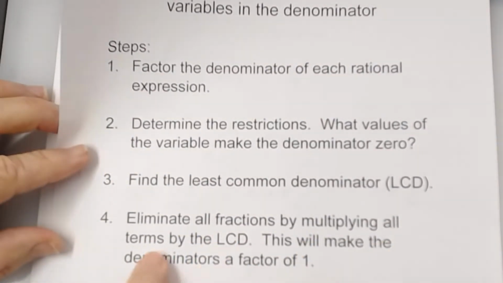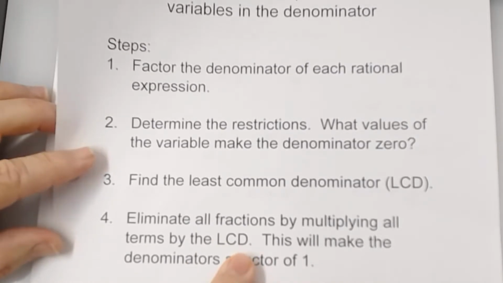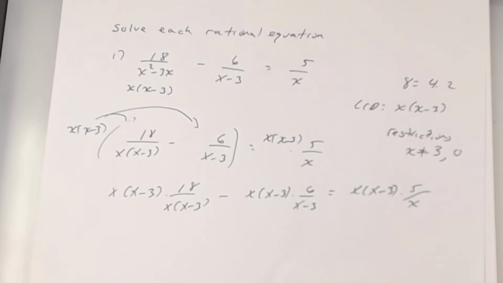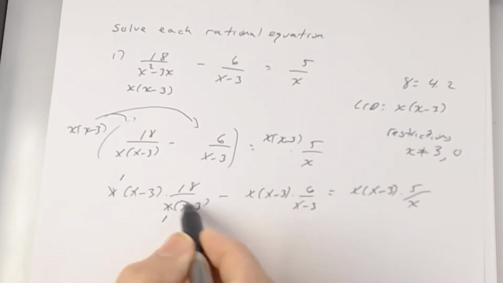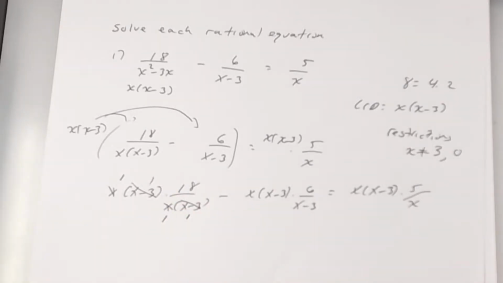So step 4 says you're going to eliminate all fractions by multiplying all terms by the LCD. And this will make the denominator factor 1. That's what we talked about last time. You want that denominator to be 1. And it will now be 1, because notice what happens. X into x is 1. X minus 3 into x minus 3 is 1.